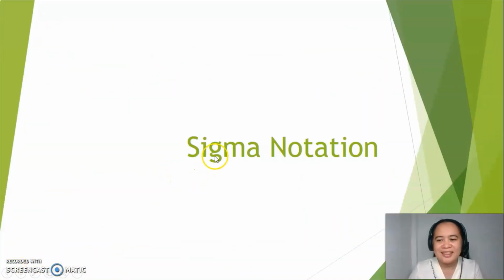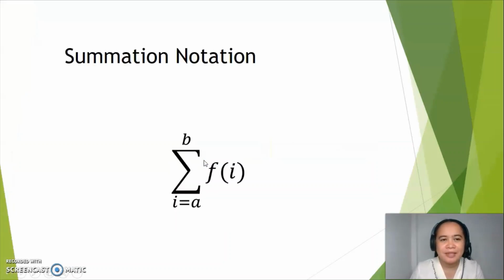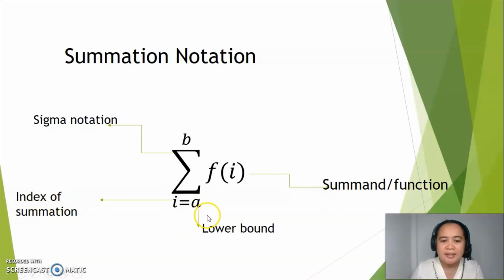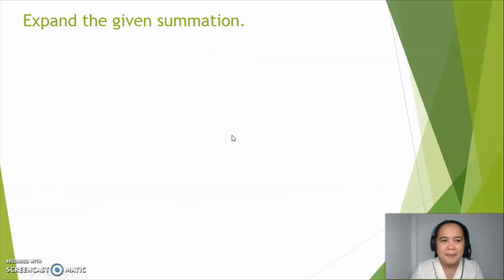Hello everyone. In this video, we will have sigma notation. Now, this is the summation notation. This is the symbol. F of i is considered as the summand or a function. i is the index of summation, a is the lower bound, and b is considered as the upper bound. Now let's have this example.